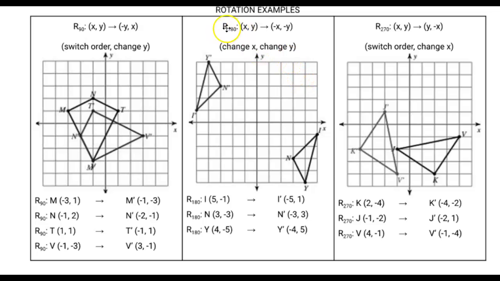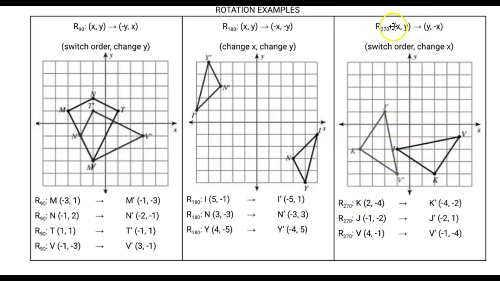Now with 180-degree rotation, it's a little bit different. We're going to change the sign of x and change the sign of y, but I'm keeping it in the same order. So (5, negative 1) becomes (negative 5, 1), right? All we've done is change the sign of both of these. (3, negative 3) becomes (negative 3, 3). (4, negative 5) becomes (negative 4, 5). Change the signs, but leave the order the same.